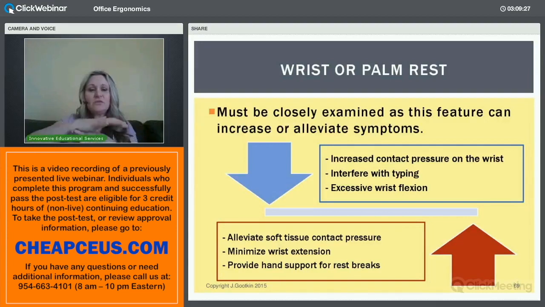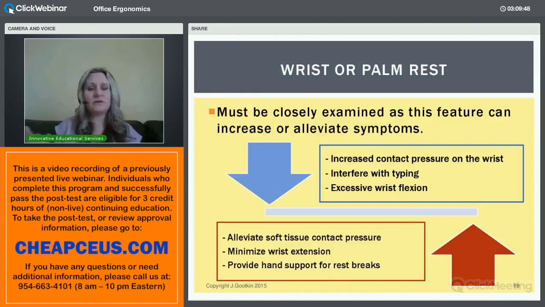The idea is that if you're leaning on that, even though it's a gel type of surface, it still can lead to increased compressive force. So we can interfere with typing. We can actually put the wrist in too much flexion if it raises them up, encroaching on that carpal tunnel. So we need to be cautious of that.